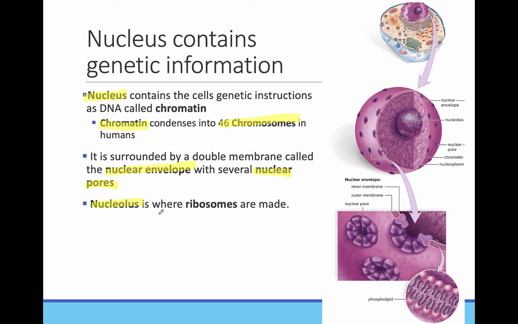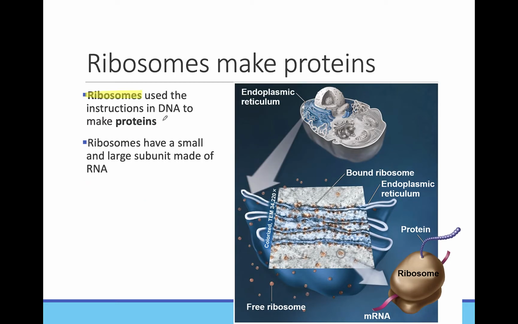This is where the cell makes another organelle called ribosomes. Ribosomes are extremely small organelles that make proteins. These protein factories do not have membranes, which means they can be found in prokaryotic cells as well. Ribosomes are made up of two subunits, one large and one small. Ribosomes exist all throughout the cell.